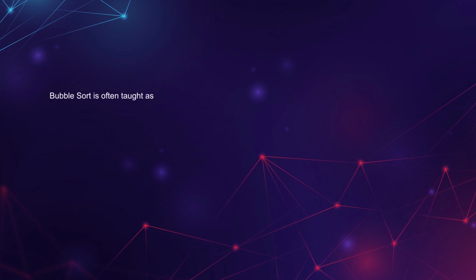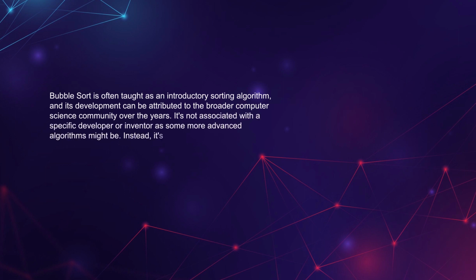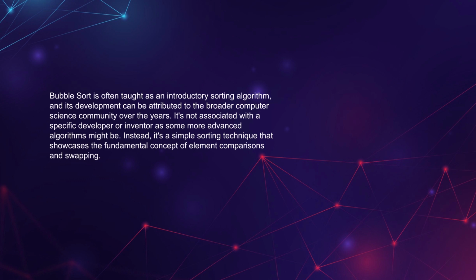Bubble sort is often taught as an introductory sorting algorithm, and its development can be attributed to the broader computer science community over the years. It is not associated with a specific developer or inventor as some more advanced algorithms might be. Instead, it is a simple sorting technique that showcases the fundamental concept of element comparison and swapping. While the specific originator of bubble sort may not be known, the algorithm's simplicity and basic principles have made it a part of early computer science education, helping students understand the concepts of sorting and algorithm analysis.